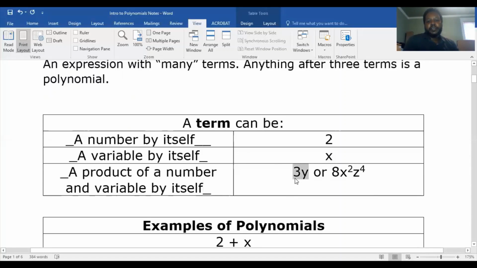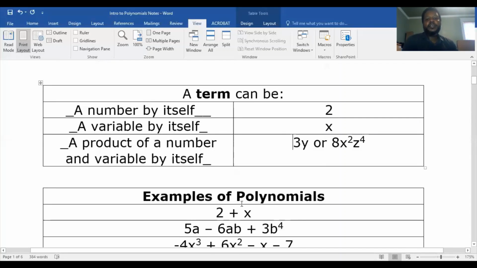So 3y is considered a term, x is considered a term, 2 is considered a term. When we combine those things together is when we get polynomials. Because then we have 2 plus x. This plus means that we're now putting 2 terms together, and we can't combine them any other way. We can't make them 2x because we're not multiplying them. That would make them one term. But we have 2, which is one term, a number, and x is another term. So we have 2 plus x, and that's an example of a polynomial because we have 2 separate things.